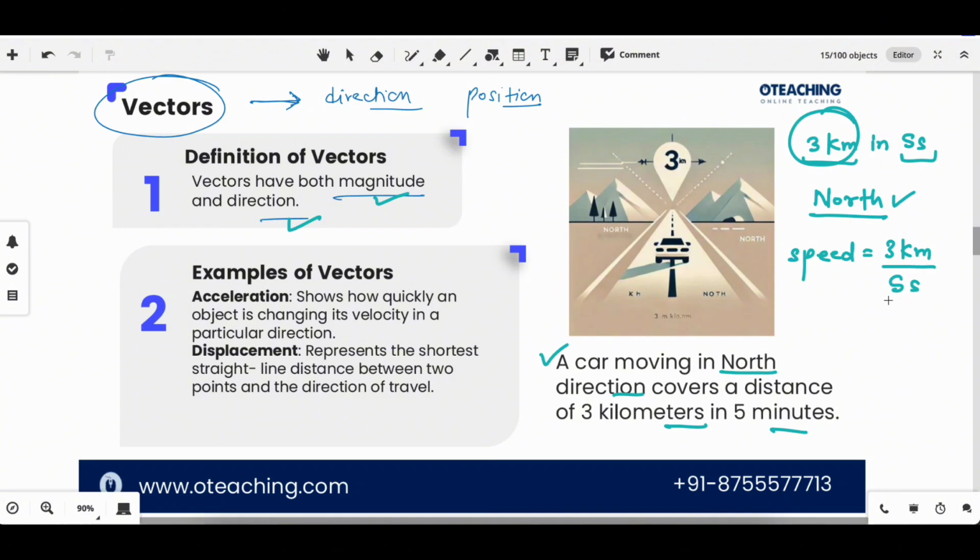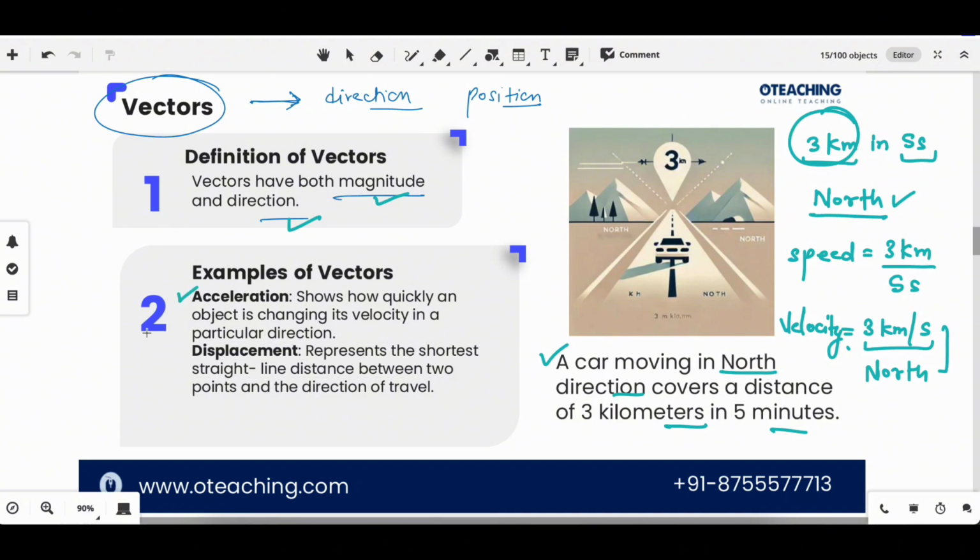For now, I am taking it as 3 kilometers per second. So this is our speed, the rate at which the car is moving. But in which direction? North. So when I add the direction to this value, it becomes a vector quantity. Speed is not a vector quantity; the vector quantity is velocity. So what are vectors? Vectors have both magnitude as well as direction.